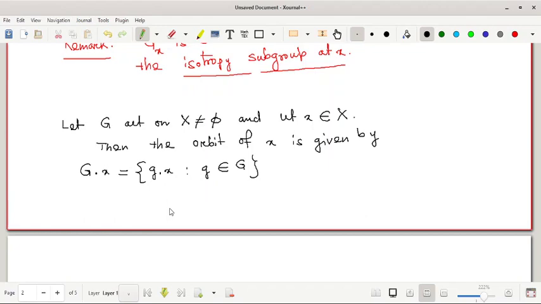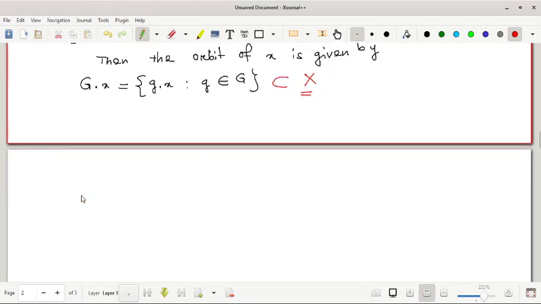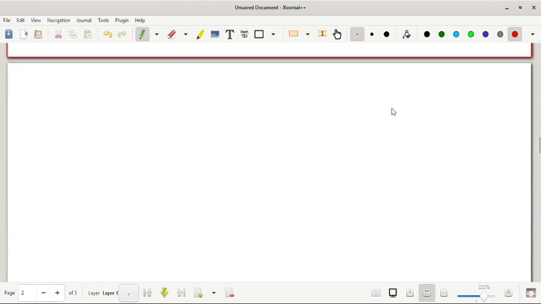Is the orbit a subgroup? What do you say? Is orbit a subgroup? No, that question is not there. Why? Because this is a subset of what? Remember always, this is a subset of X. X is not a group. So I am not considering subgroup. Okay. Let us prove a result which relates stabilizer with orbit.